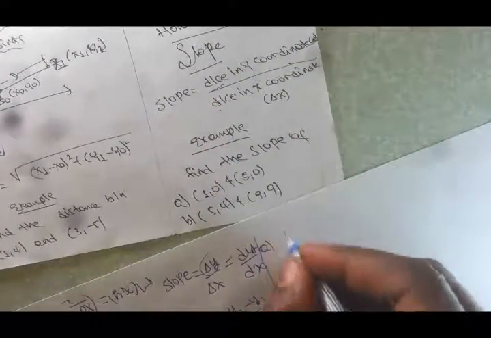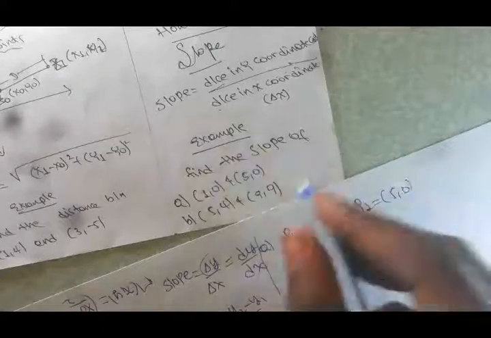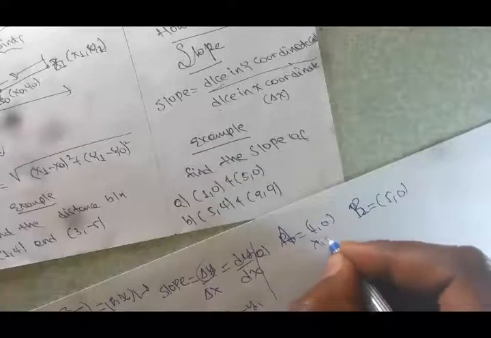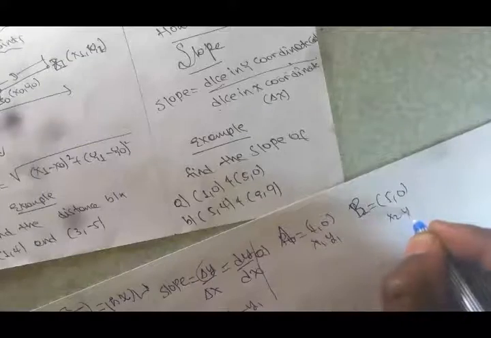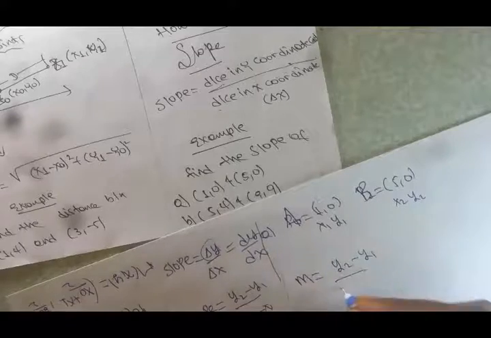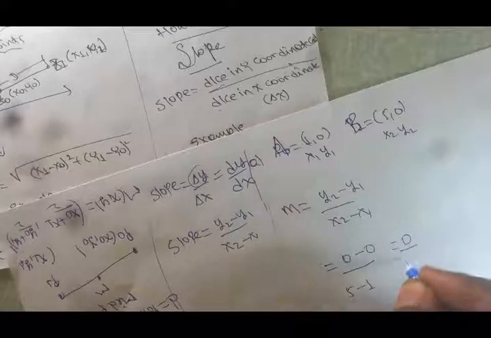Let's work some example. Find the slope of A, where P0 is (1, 0) and P1 is (5, 0). Let's say this is point A, this is point B. This is x1, y1, this is x2, y2, and we know that slope m is y2 minus y1 over x2 minus x1. Therefore 0 minus 0 over 5 minus 1. Therefore 0 divided by 4 is 0.